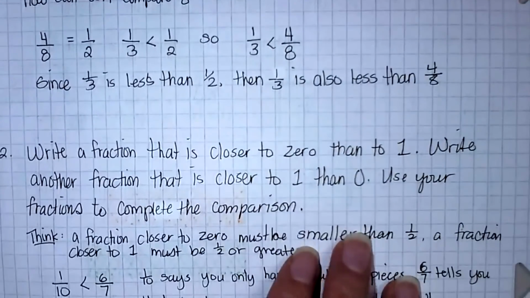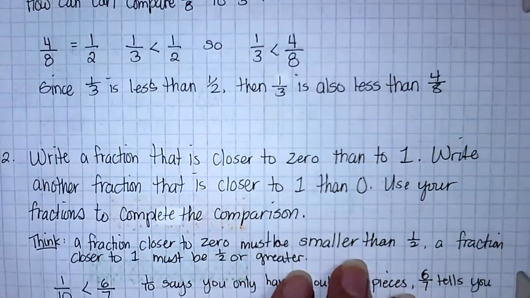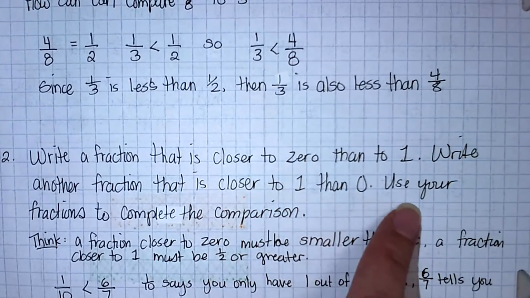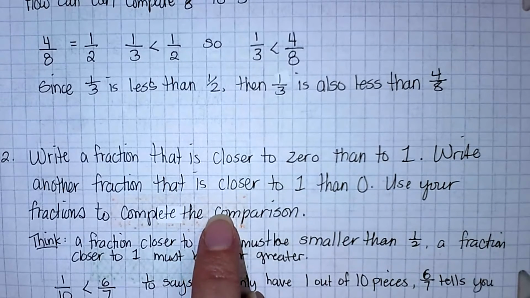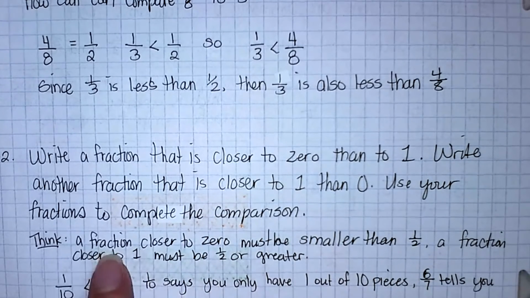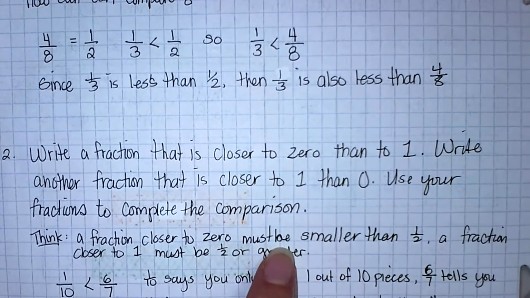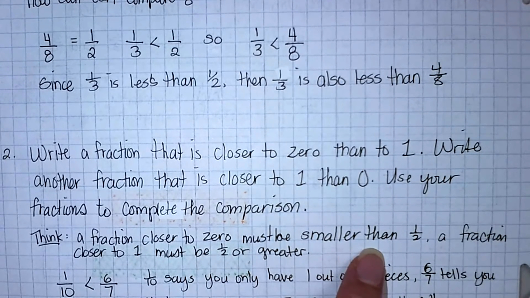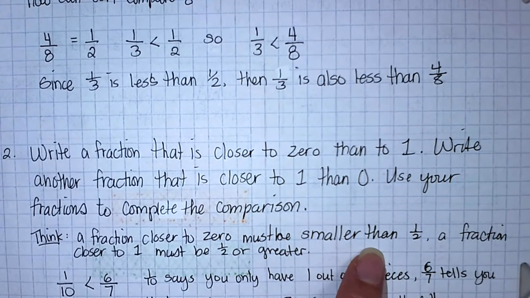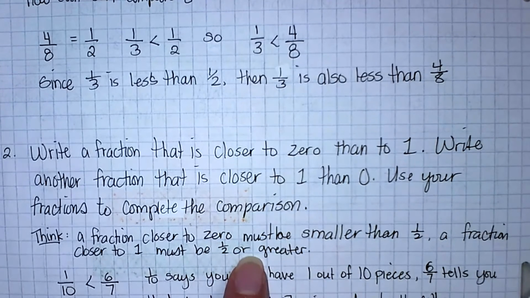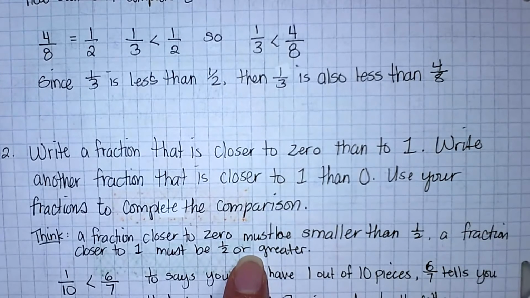For number 2, it says write a fraction that is closer to 0 than to 1, and then write another fraction that is closer to 1 than it is to 0. Use your fractions to complete the comparison. So stop and think. A fraction that is closer to 0 needs to be smaller than 1/2. Has less than half the pieces, so it's closer to 0 than it is to 1. And a fraction that's closer to 1 needs to have 1/2 or more, greater than 1/2 usually, to be closer to 1.